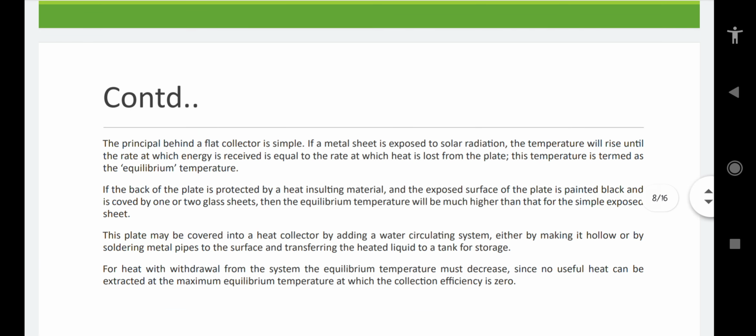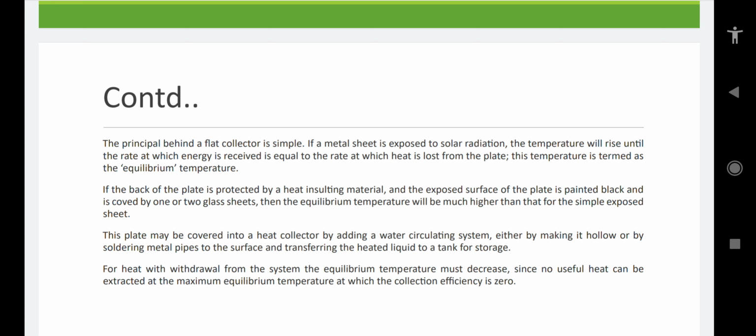The principle behind the flat plate collector is simple. If a metal sheet is exposed to solar radiation, the temperature will rise until the rate at which energy is received is equal to the rate at which heat is lost from the plate. This temperature is termed the equilibrium temperature. So the amount of sunlight received by the flat plate collector determines the amount of heat formed.